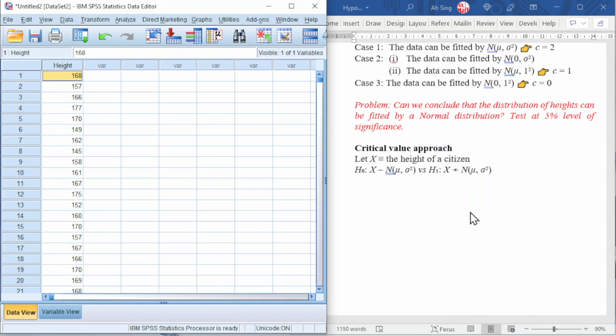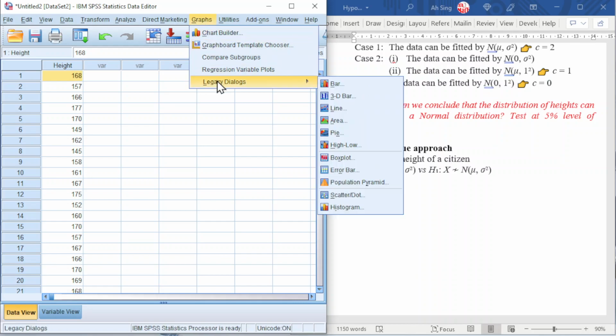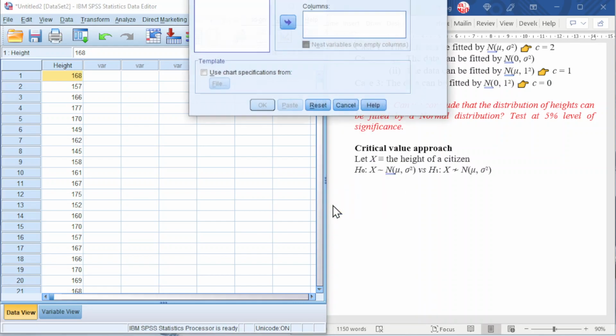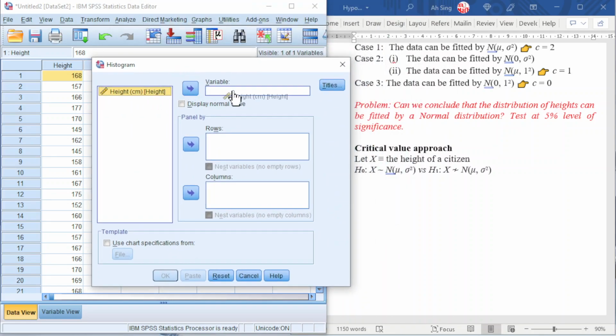If we are given a set of raw data, we are not able to perform chi-square test directly. According to the chi-square test, the degrees of freedom is equal to k minus c minus 1, where k is the number of categories, which means that we should first convert raw data to group data with a specific number of categories. To obtain the number of categories, instead of transforming the data, we are going to make use of graphs since it's faster. Click on Graphs and look for Legacy Dialogs, Histogram. Move the variable of interest to Variable.